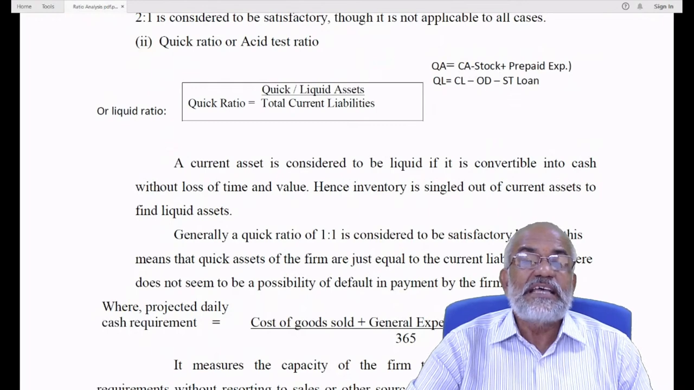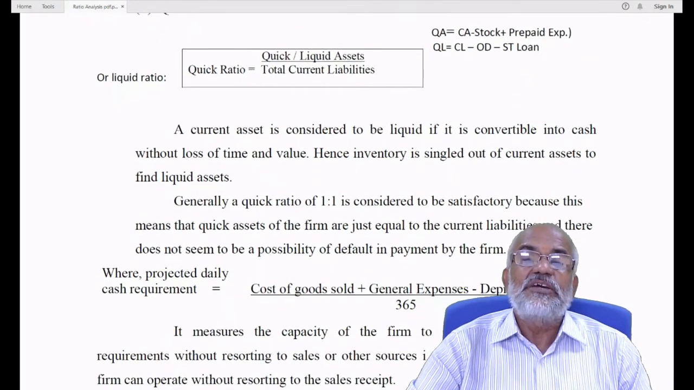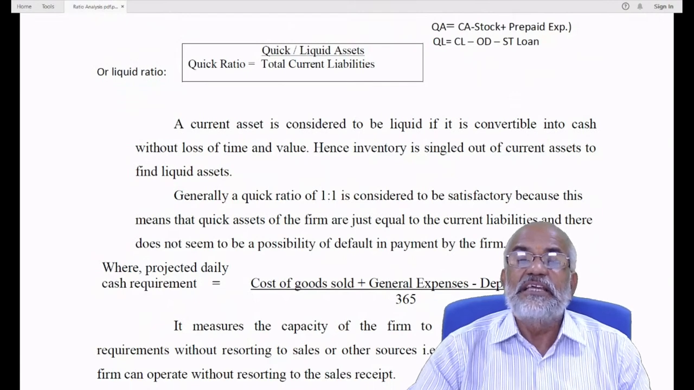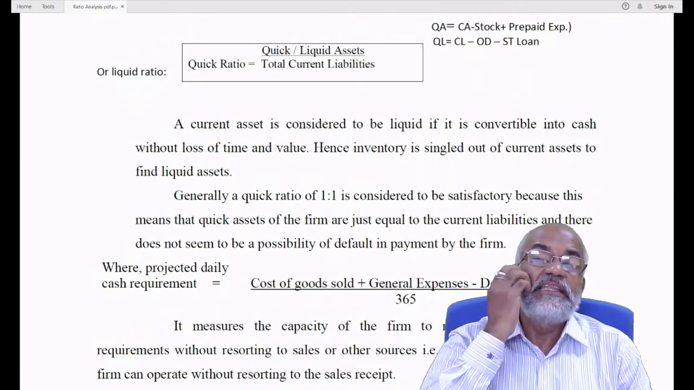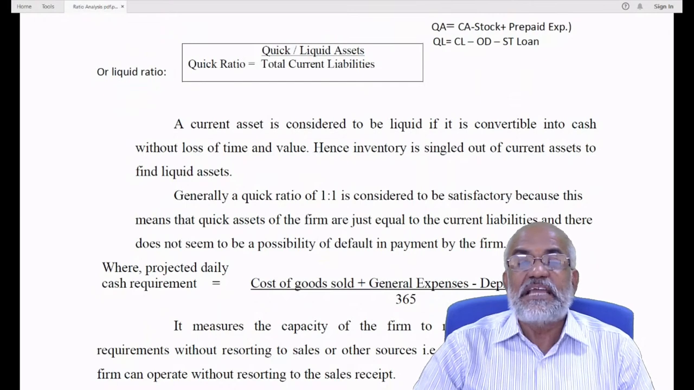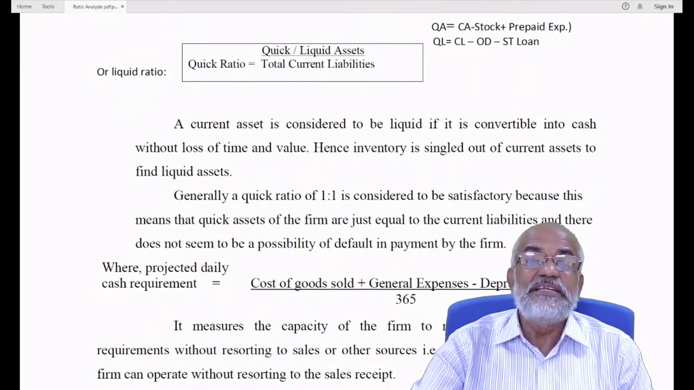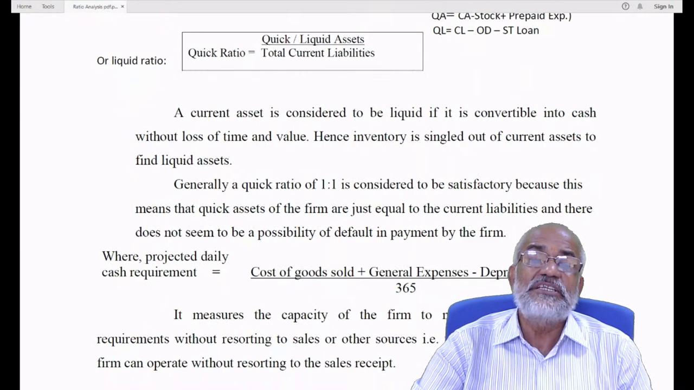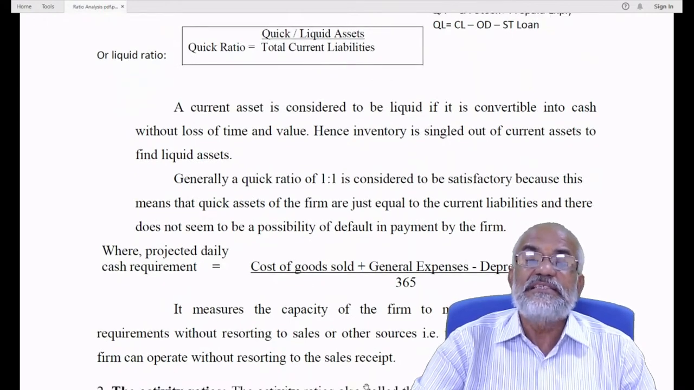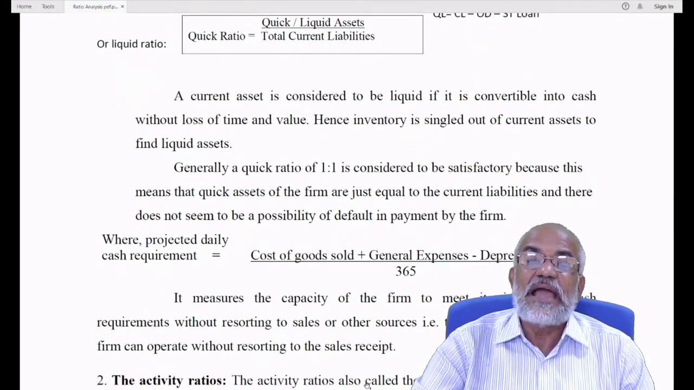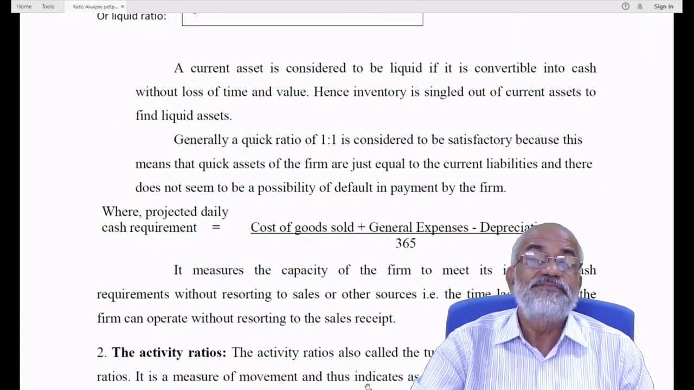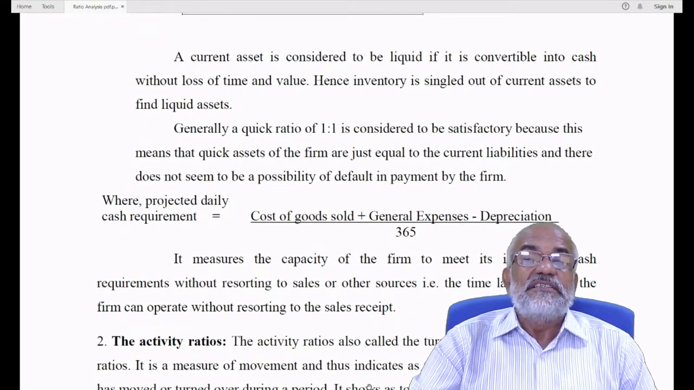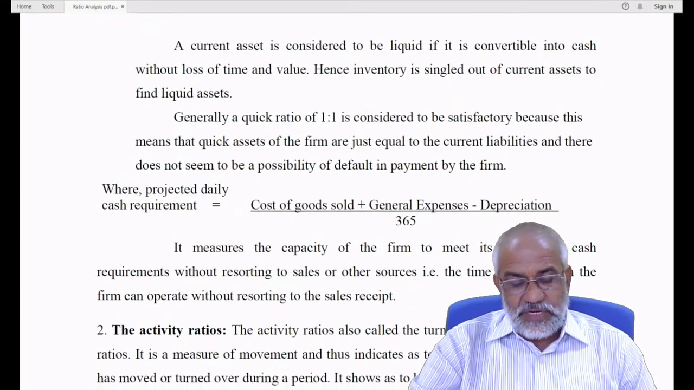The projected daily cash requirement is the cost of goods sold plus general expenses minus depreciation, divided by 365. It measures the capacity of the firm to meet its immediate cash requirement without resorting to sales or other sources, that is, the time lag for which the firm can operate without resorting to sales receipts. So this is about the liquidity category of ratios.